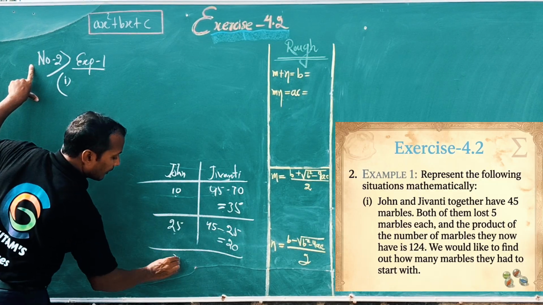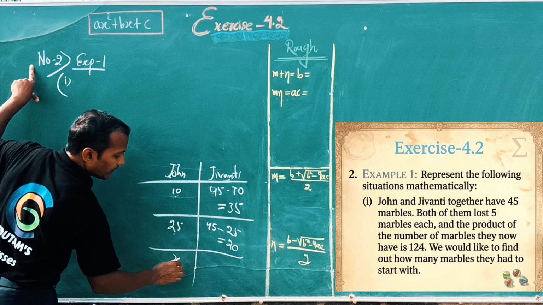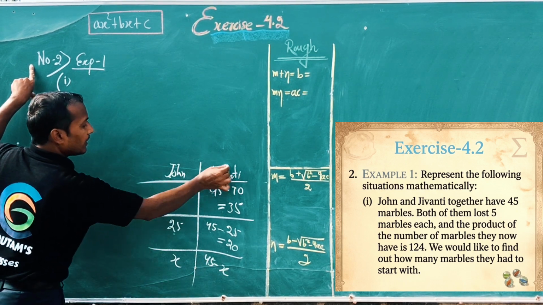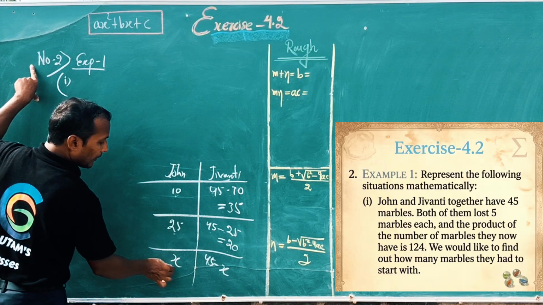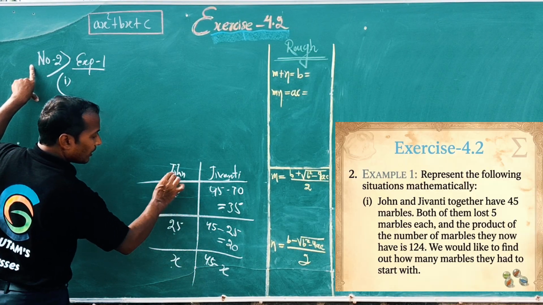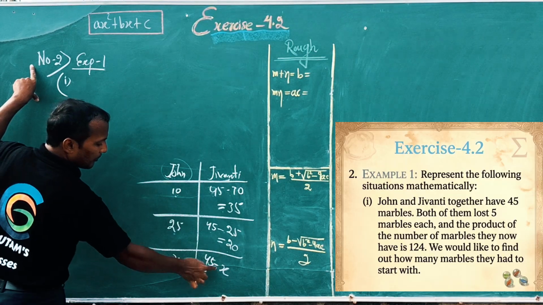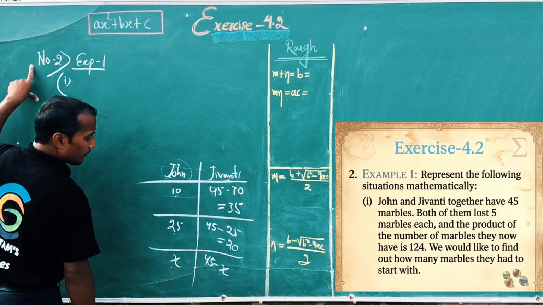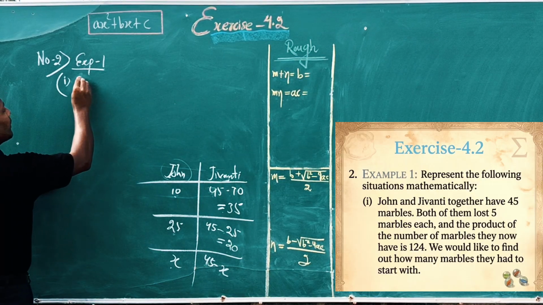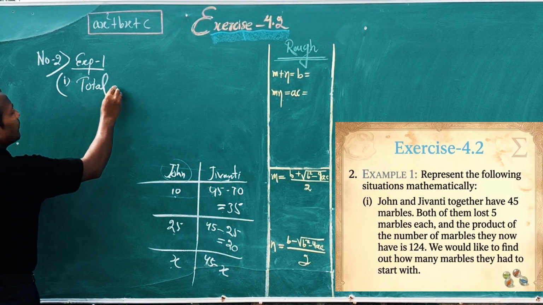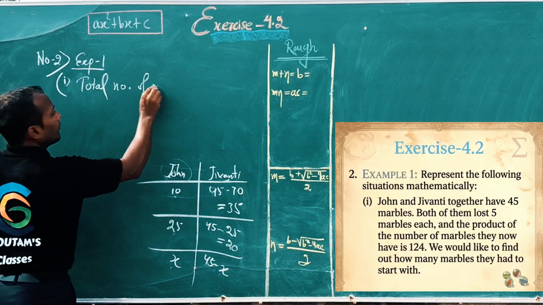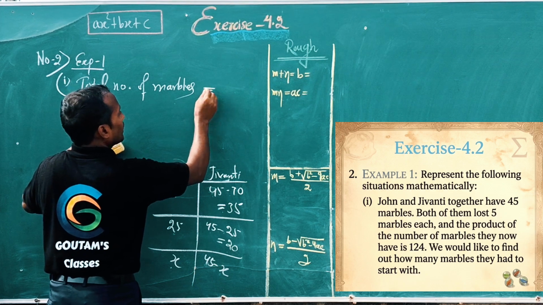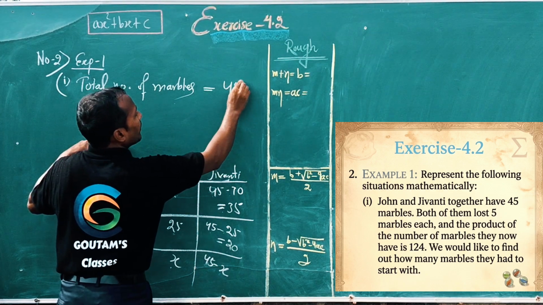If John has x, then how many marbles will Jivanti have? Jivanti will have 45 minus x. The total number of marbles that they both have is 45. If John has x, then Jivanti has 45 minus the number of marbles that John has. So John's marbles subtracted from the total give you the number of marbles with Jivanti, that means 45 minus x. Let me mention the total number of marbles with both of them together. The total number of marbles they together have is 45.